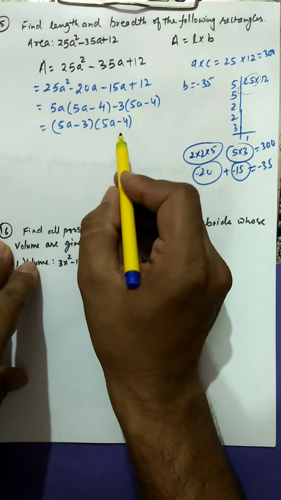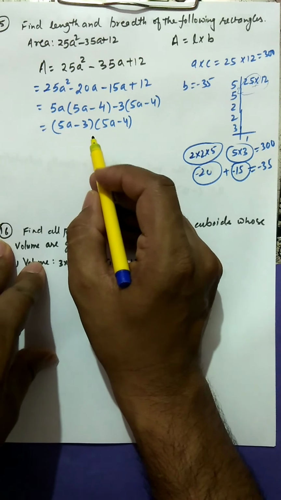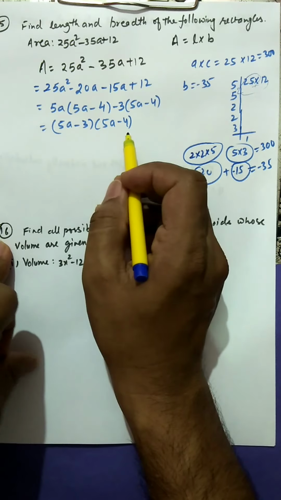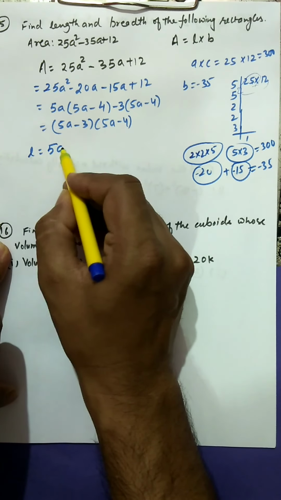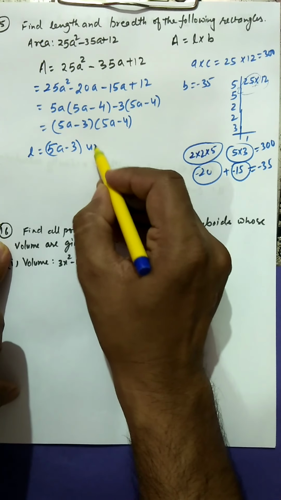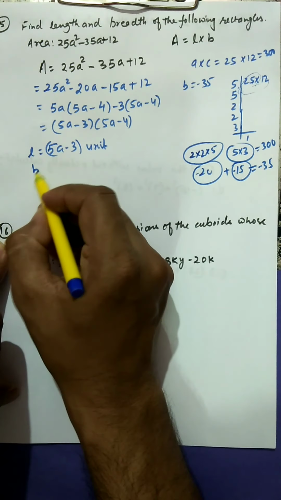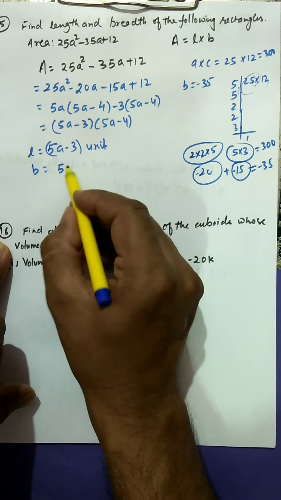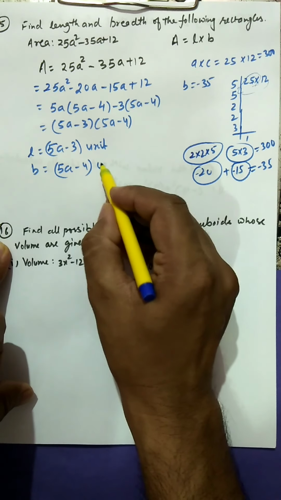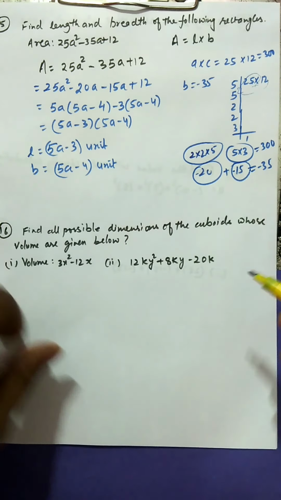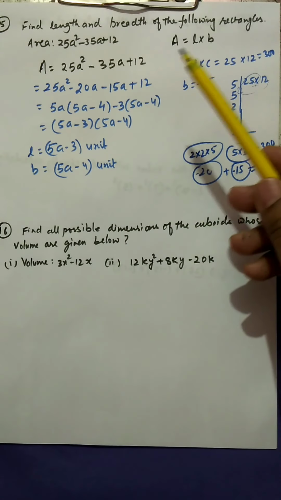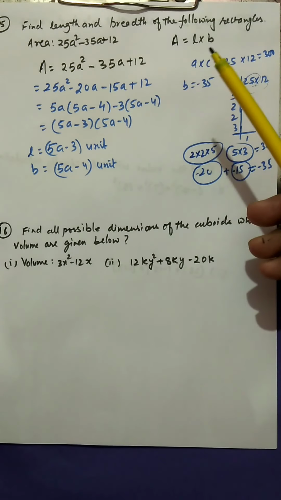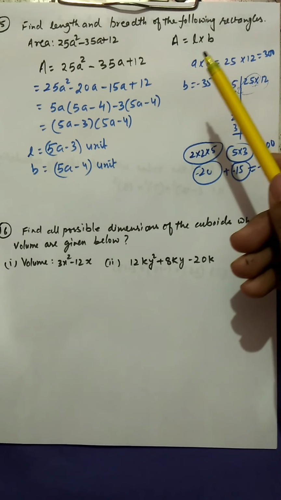Any one of the factors can be called length, and any other factor, the second factor, will be called breadth. So l equal to 5a minus 3, this is some unit I am mentioning, and b, which is breadth, I can say this is 5a minus 4, this is again a unit. So this way you can write your answers. Keep in mind your area is length into breadth, and that is, area is the product of two factors.